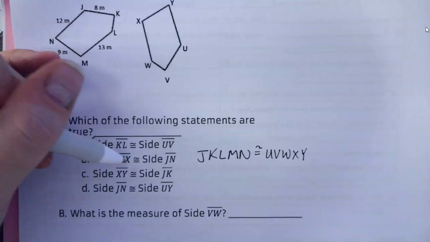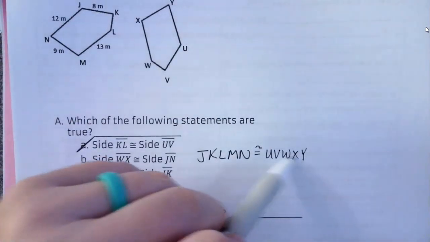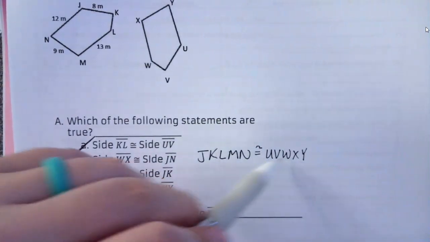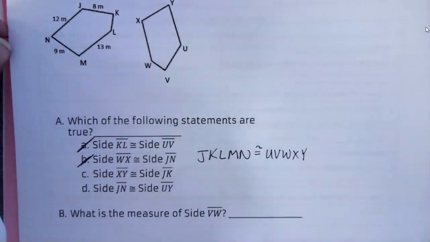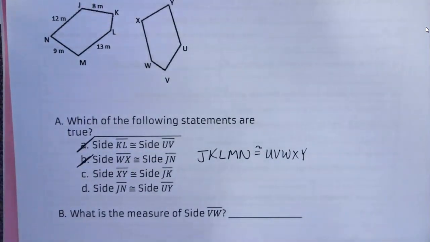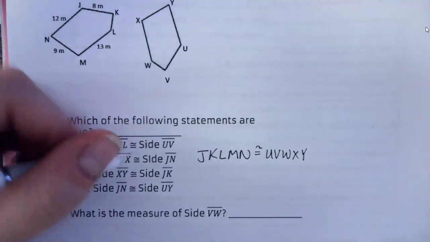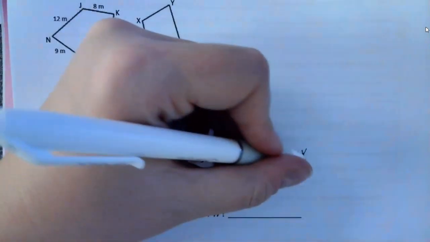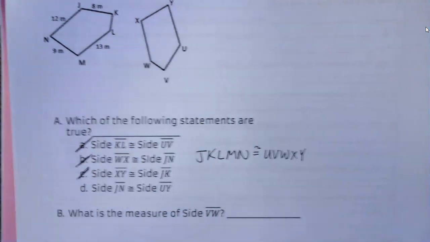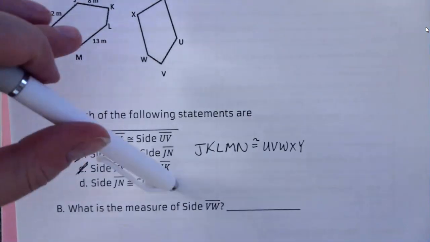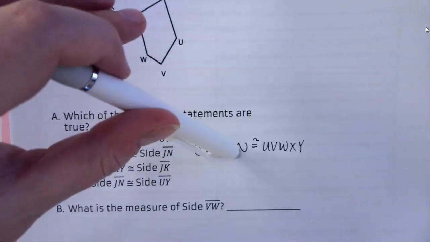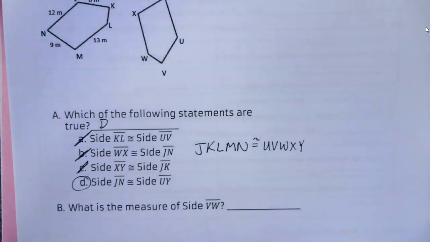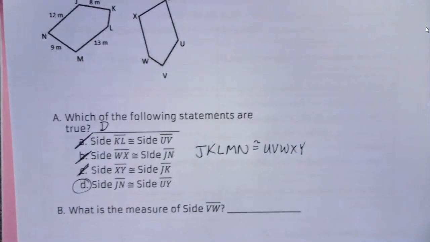Side WX is the third and fourth. Side JN is the first and last. So WX and JN, that's not going to be congruent. All right, XY and JK. XY are the last two, JK are the first two. They're not the same. JN and UY. JN is the first and last, UY is the first and last. Yay. Which of the following statements are true? Only statement D is true.